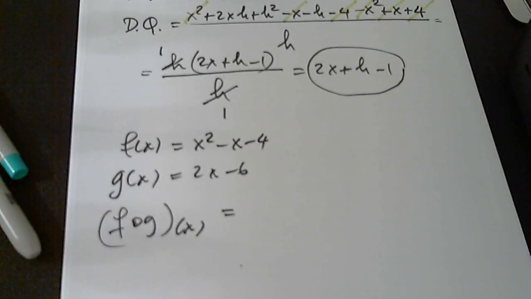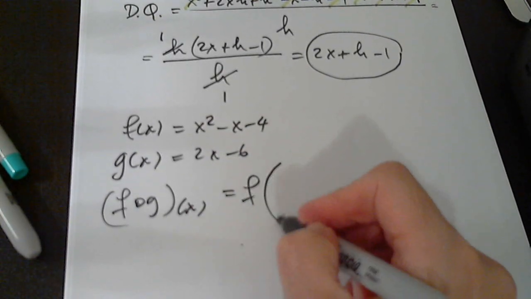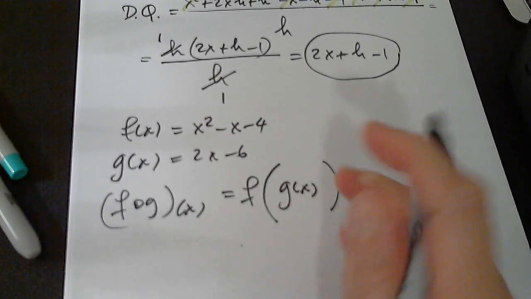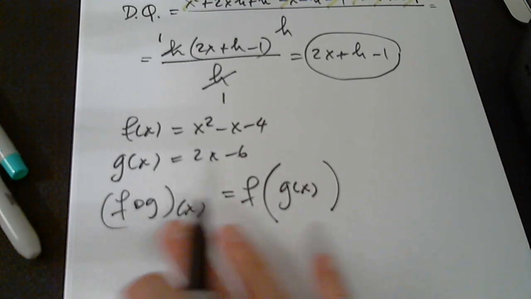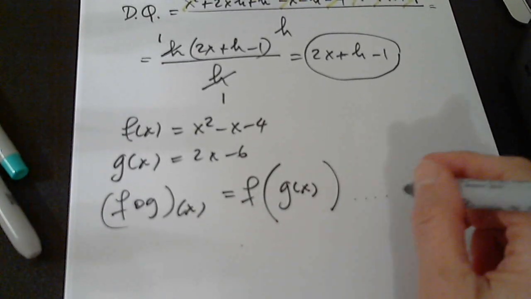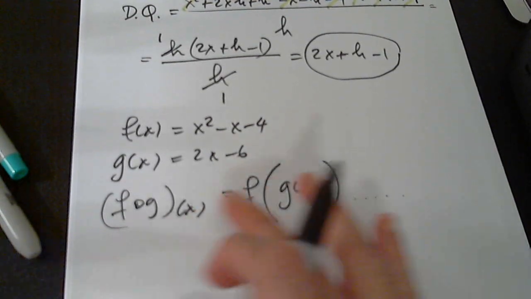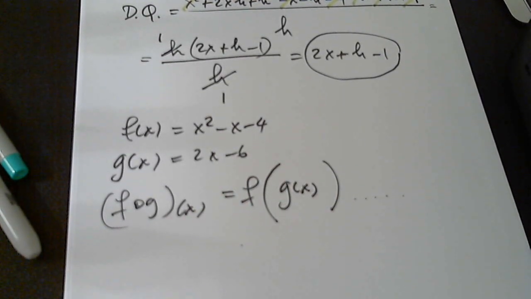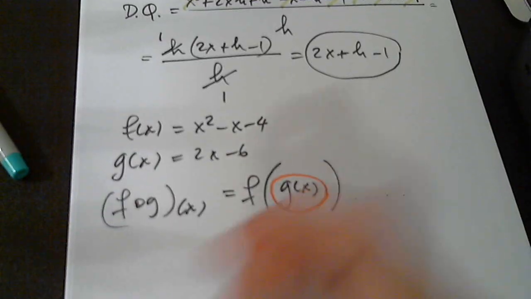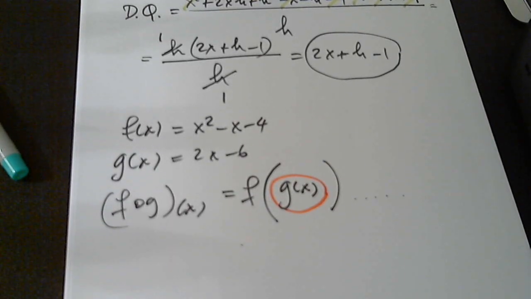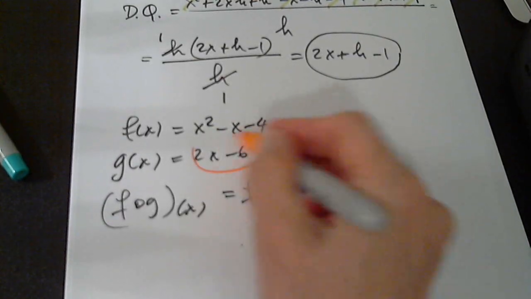What do I have to write first? And the answer is always the definition. The definition is f of g of x. This is very important because if you understand this definition, then you will be able to continue. If you don't write the definition, you may not know what to do. So obviously now I have to replace this by what? 2x minus 6. Absolutely, this is it.